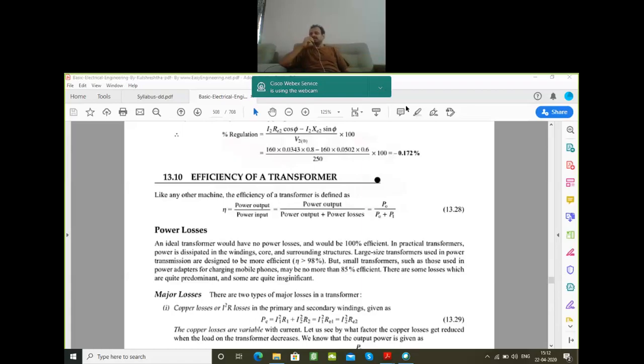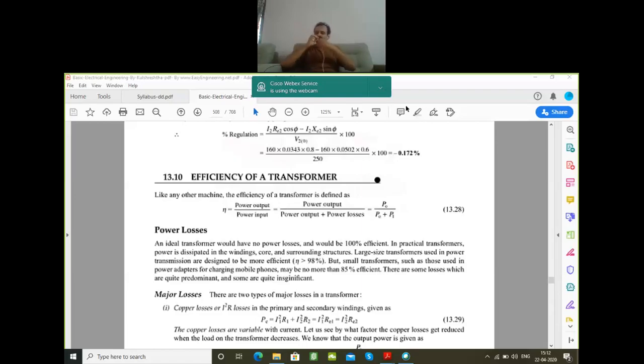Generally, like any other AC machine, the efficiency is defined as the ratio of the powers. Power output divided by power input is efficiency. It can be expressed in terms of percentage.